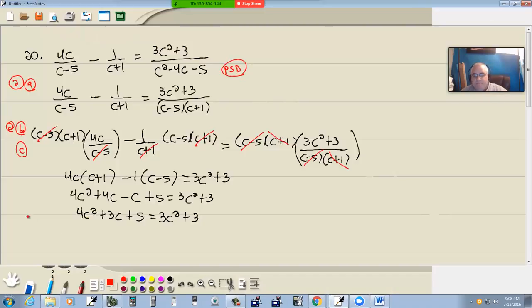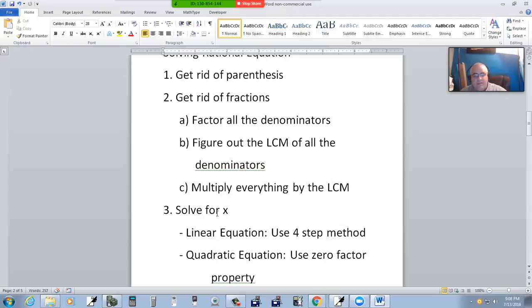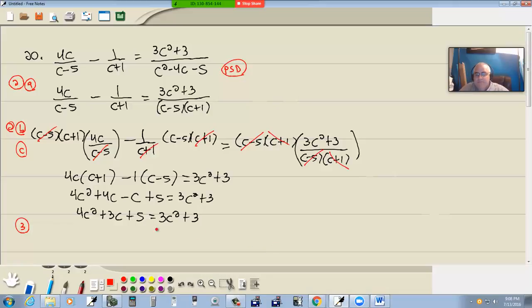Now step 3. Remember I said solve for x and we looked at the linear equation. This is now a quadratic equation because we got the second power. And that says use the zero factor property, or you could use the quadratic formula if it doesn't factor. But we're going to try the zero factor property. So I'm going to take the 3c squared to the left side and the 3 over too. You have to have a 0 on one side. When you take anything across the equals, the sign changes, so the positive 3c squared becomes a negative.